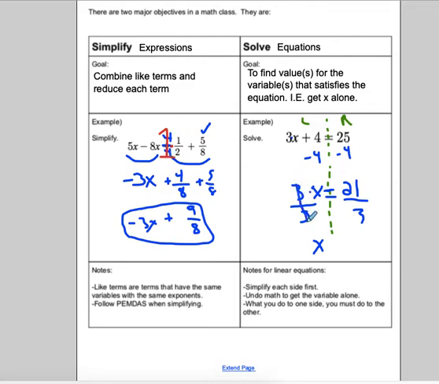Oh my god, we've seen that before. And on the right-hand side, 21 divided by 3 is 7. So 7 is the answer that we get. It's our solution that works and satisfies the equation, because if I replace x with 7, 3 times 7 is 21. 21 plus 4 is 25. Yippee-ki-yay.